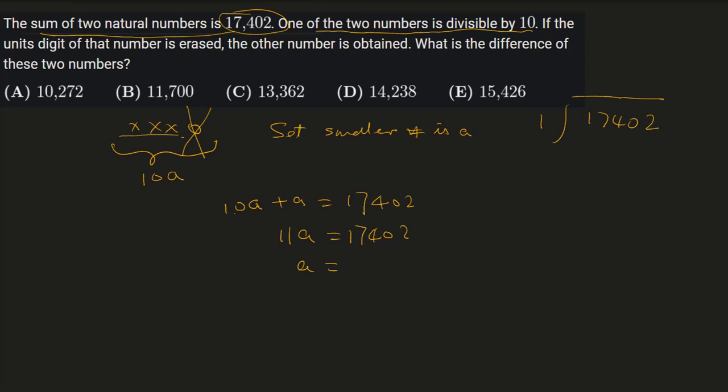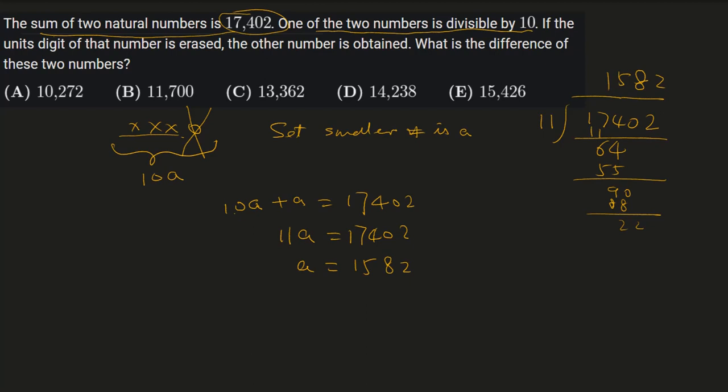17,402 divided by 11. So it's 11 here, and 6, 4, we can put 5 here. So 55, that's 90. And then we put 8 here, that's 88. And then 22, that's a 2. 22. Therefore, we get A equals 1582.